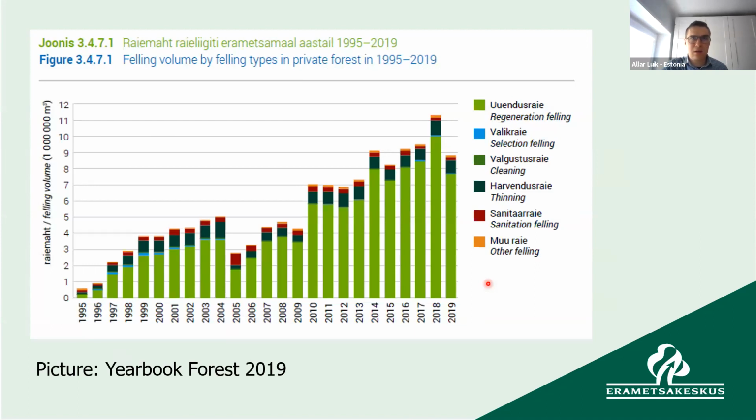So here is the private forest felling volumes in recent years. The biggest line is from clear fellings or regeneration fellings, and thinning is only this small part. Of course, in terms of volume, the thinning cannot be a larger part than clear cutting, but we think that in Estonian private forests, the thinning part could be 2 or even 3 times higher than it is at the moment.